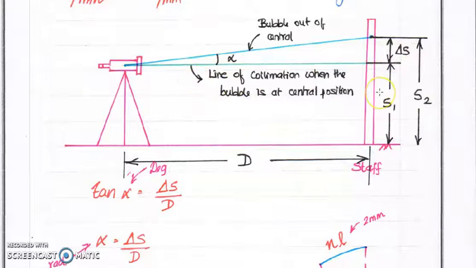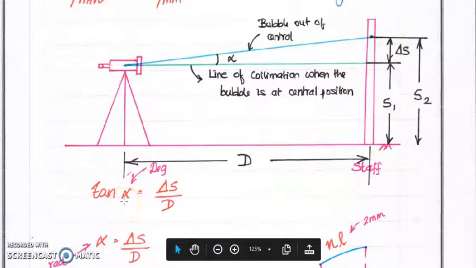S1 is the reading obtained when the line of sight is perfectly horizontal. Next, S2 is the corresponding reading on the leveling staff when the line of sight has some inclination, like alpha. So the difference between S2 and S1 is del S.